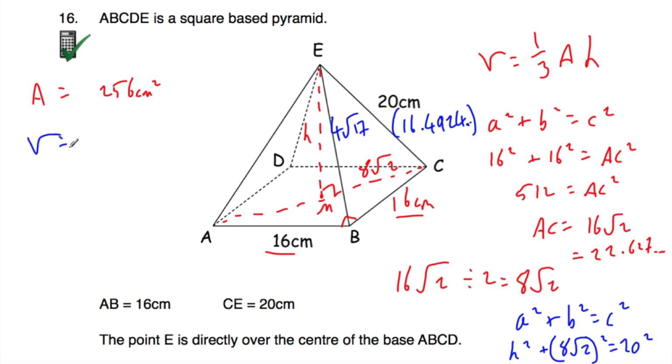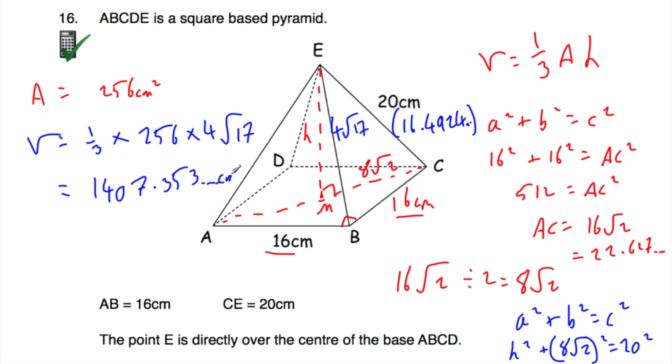So the volume of the pyramid is equal to a third times the area of the base, which we found at the very beginning, 256, because it's 16 times 16, times the height of the pyramid, which is 4 root 17. If we multiply that, we get a volume of 1,407.353, and so on, centimetres cubed. Let's round it to 2 decimal places. That'll be 1,407.35 centimetres cubed. And that's it.